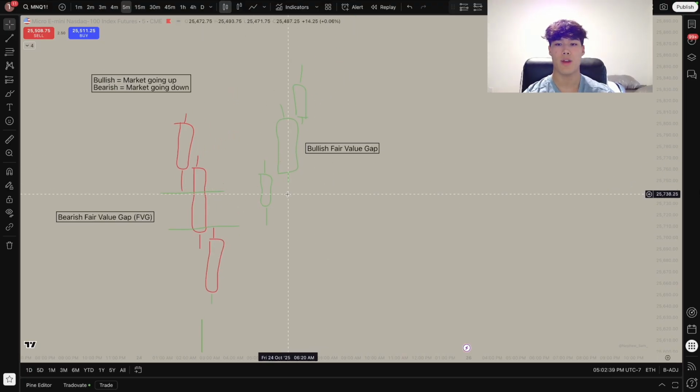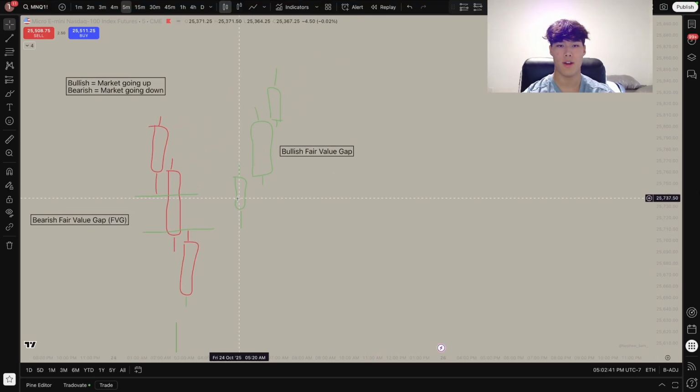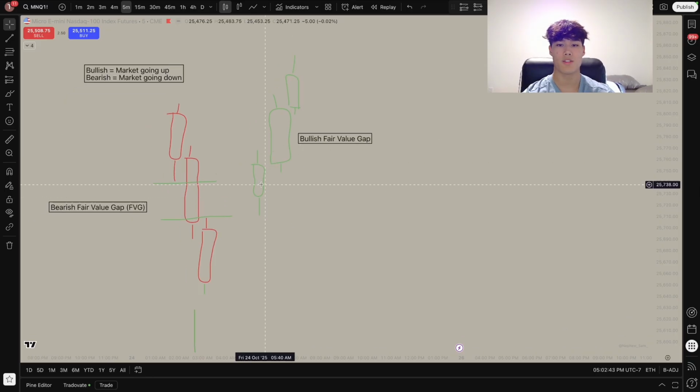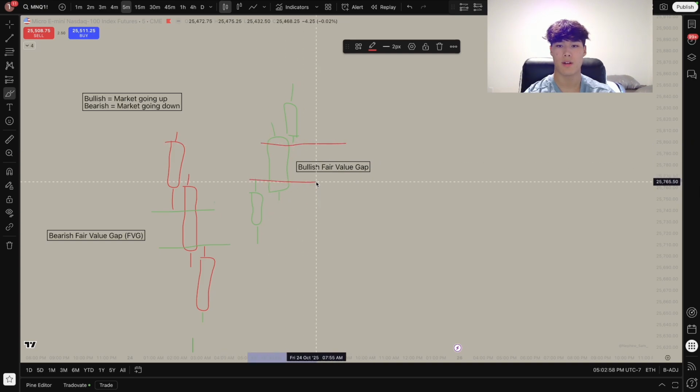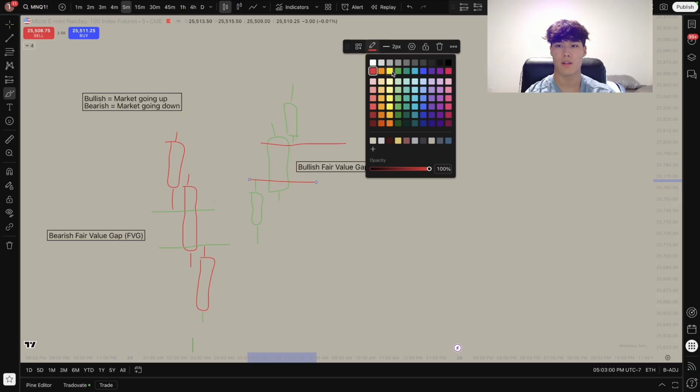Now over here, we have our bullish fair value gap example, right? Market's going up, it's bullish. So we have our first green candle, our second green candle, and our third green candle. Where's the gap? This is a question for you guys. Can you answer that? The gap is right here, right? From here to here. Okay? Let's make it green.